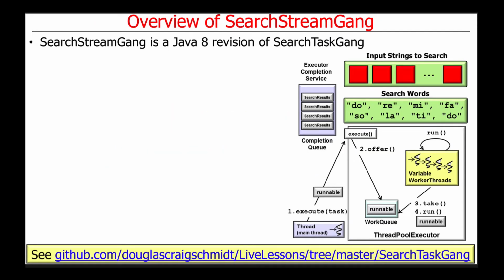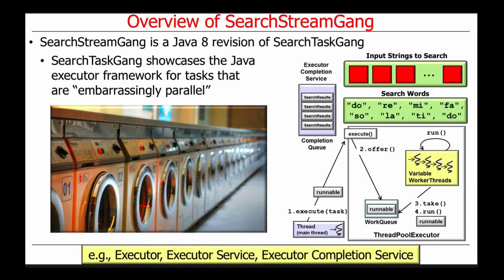SearchStreamGang is a Java 8 revision of an earlier program I wrote, which you can also take a look at, that uses Java 7 and earlier features. In particular, it uses the Java executor framework to do a bunch of tasks in parallel by using the embarrassingly parallel nature of the problem. The problem is to search for a bunch of phrases in a large number of files. That's an embarrassingly parallel program, and so we can speed it up through parallel computing.